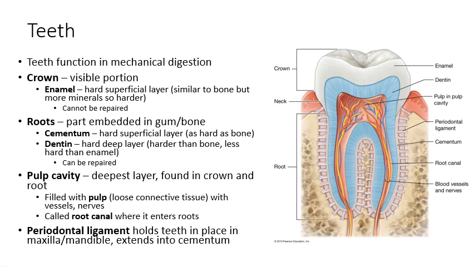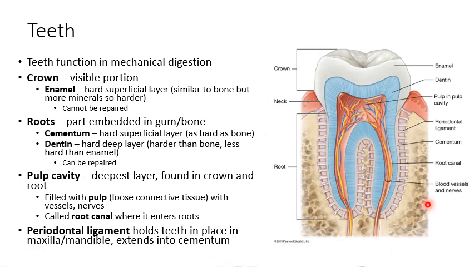Then in the gum and the bone, you have the roots. You have two layers of tooth tissue in the roots. The outermost layer is cementum, which is also very hard, basically as hard as bone. And then within the cementum you have dentin, which is also very hard. It's actually harder than bone. It has more minerals than bone, but it doesn't have quite as many minerals as enamel does, so it's a bit less hard than enamel. So in order from hardest to least hard, it would go enamel, dentin, then cementum.